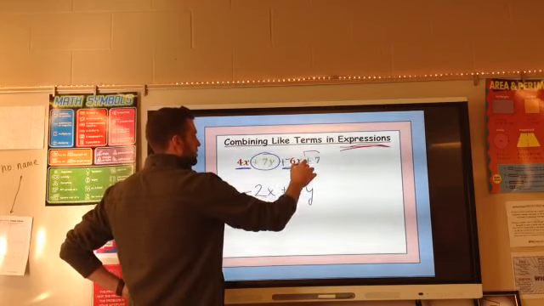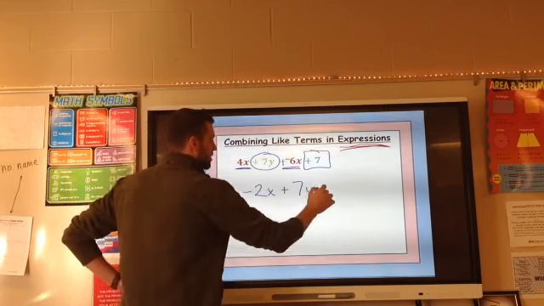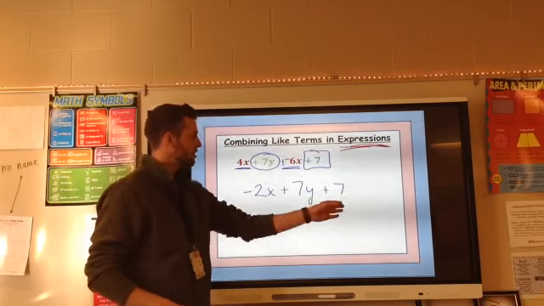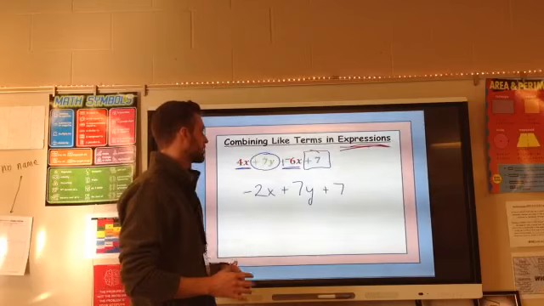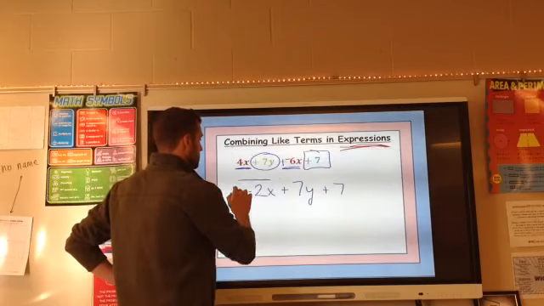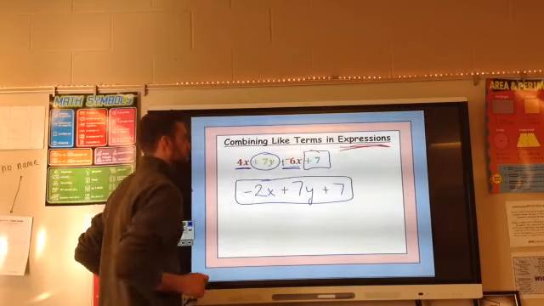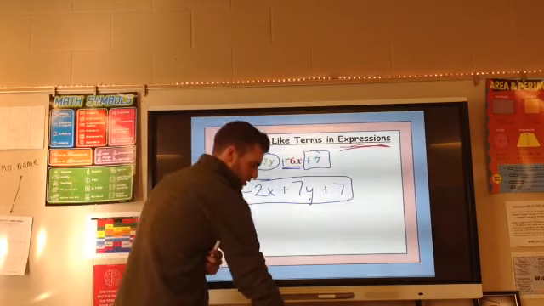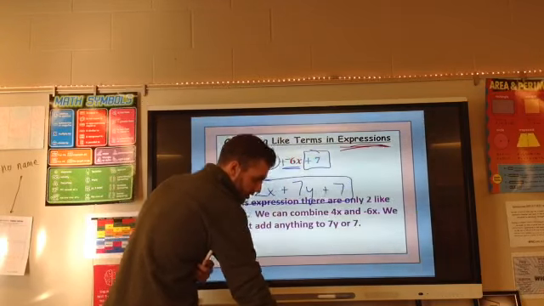And then I have this constant term at the end. Nothing else can go with it. So now I just have a plus 7. There's no variable, there's no exponent, so I can leave that alone. This would be the final answer when you add the like terms for this expression. Let's take a look at another one.